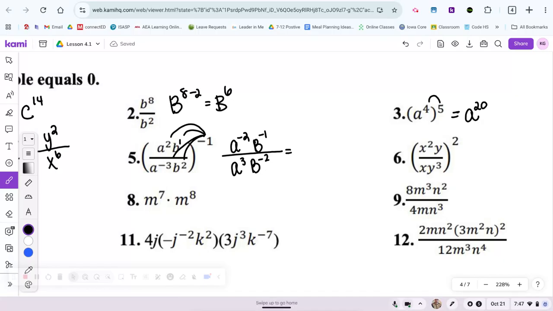Then I have a quotient, so I'm going to do a to the negative 2 minus 3 and b to the negative 1 minus negative 2. So a, negative 2 minus 3 would be negative 5. Negative 1 minus negative 2 becomes b to the positive 1. Again, technically those are both in the numerator, so to make the a positive, it would need to go to the denominator, and the b would stay in the numerator.